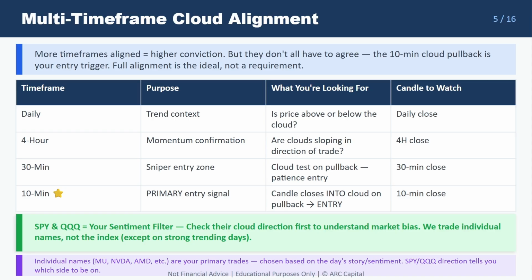So multi-time frame cloud alignment. More time frames aligned equals higher conviction. They don't all have to agree, but the 10-minute cloud pullback is your entry trigger. Full alignment is ideal, but not required.